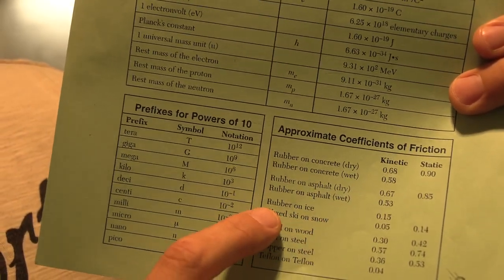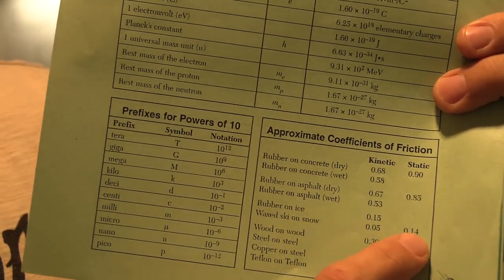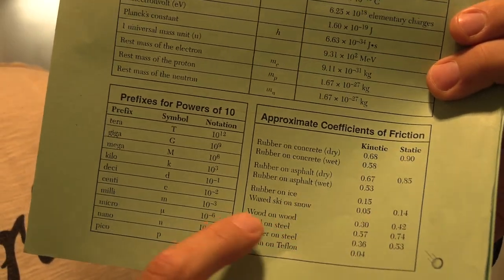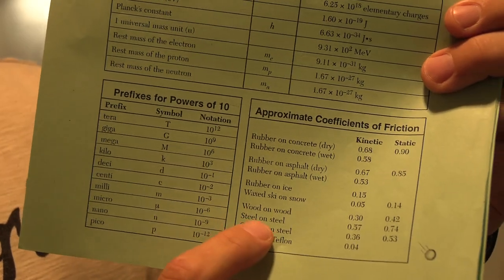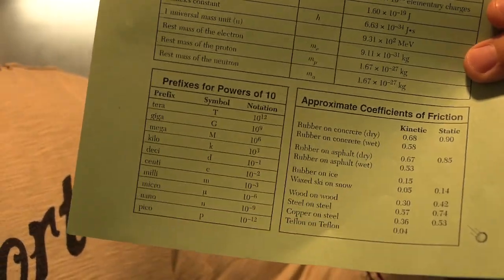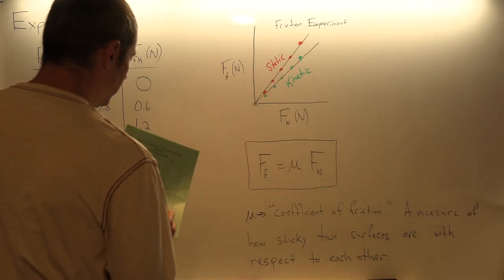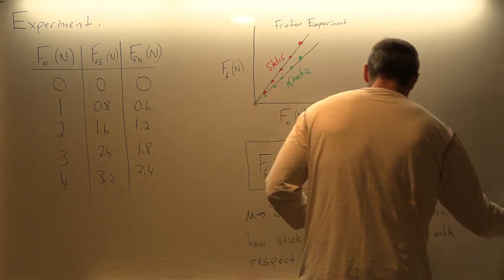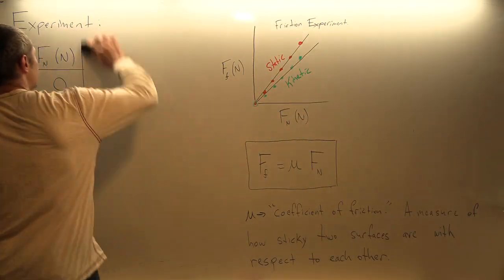dry and wet. Rubber on ice, waxed skis on snow, very small coefficients because that's a slippery situation. Wood on wood, we got two coefficients, steel on steel, copper on steel, and Teflon on Teflon. So for those pairs of surfaces, you could go to the front cover. Okay, maybe I will do one example problem.